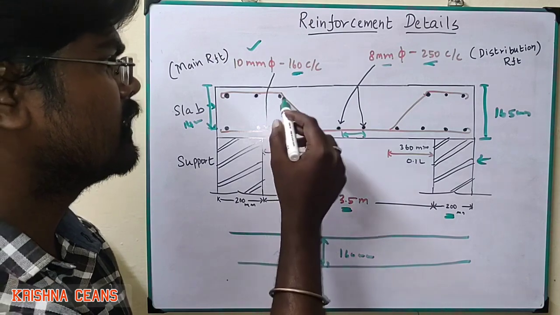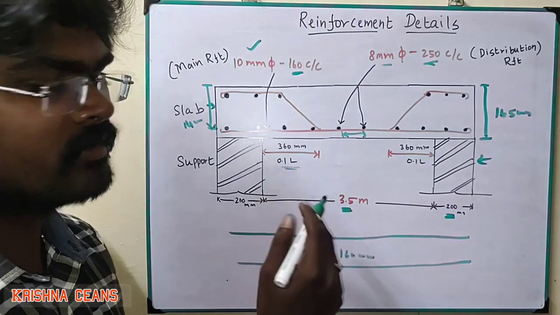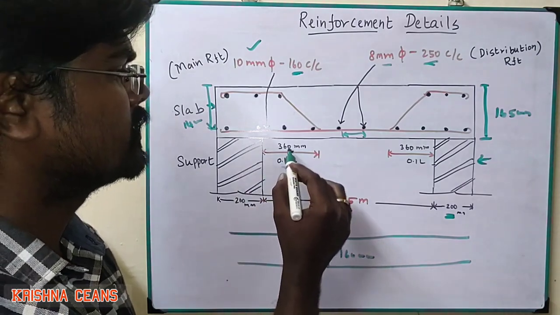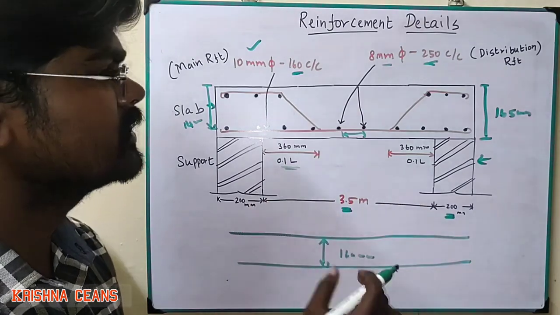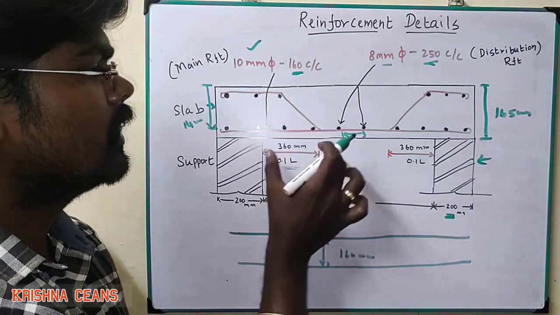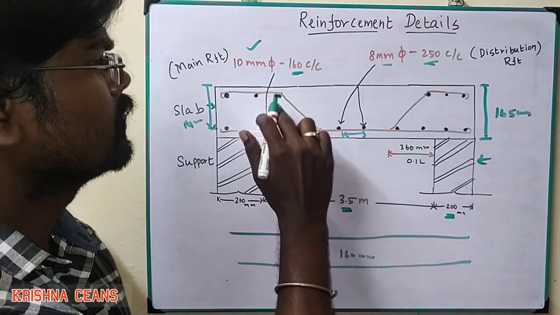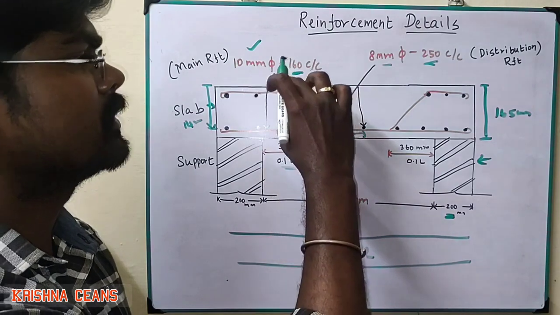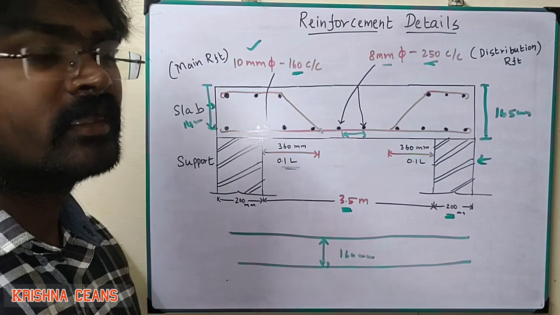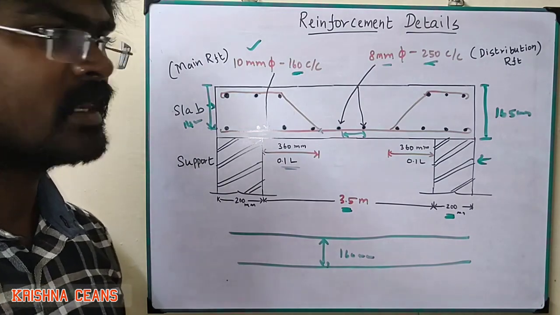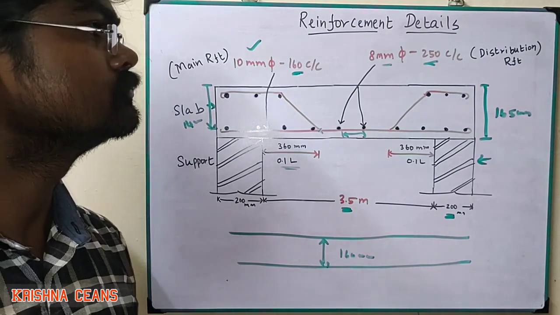Then we always bend the bars at 0.1 L length from the support. That length is 360 mm, on either support, from the left as well as the right. So we have to bend at a distance of 300 mm here. It will give proper height for the slab. So these are the reinforcement details of the one-way slab that we have designed so far. So thank you all.